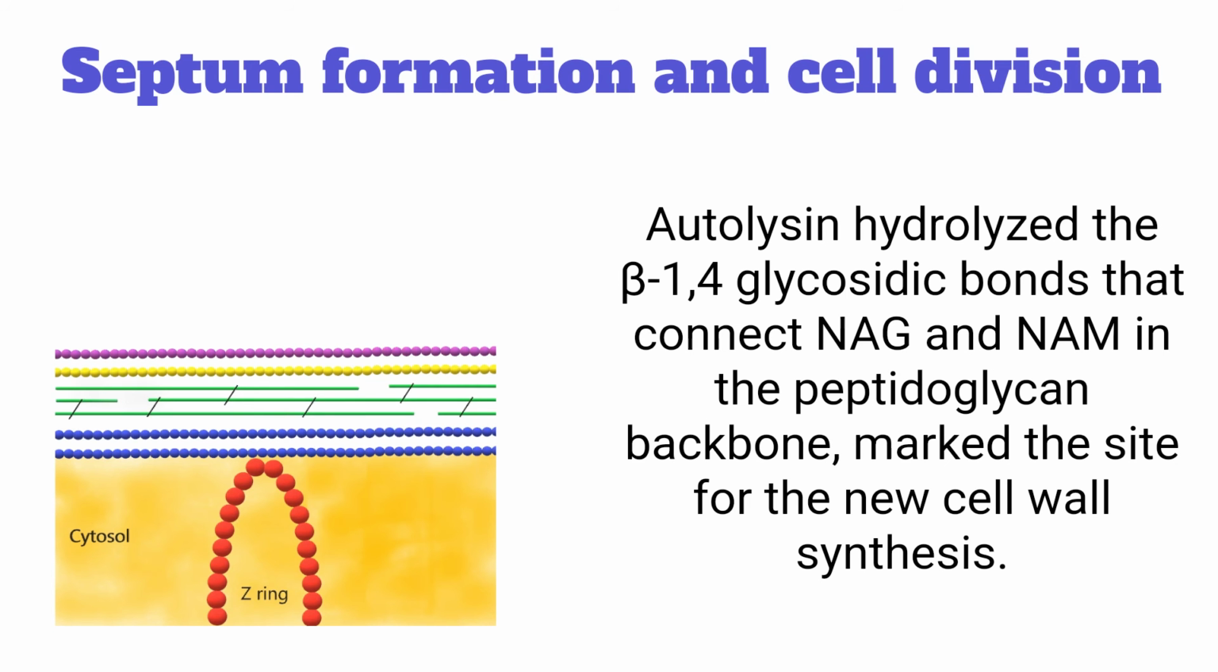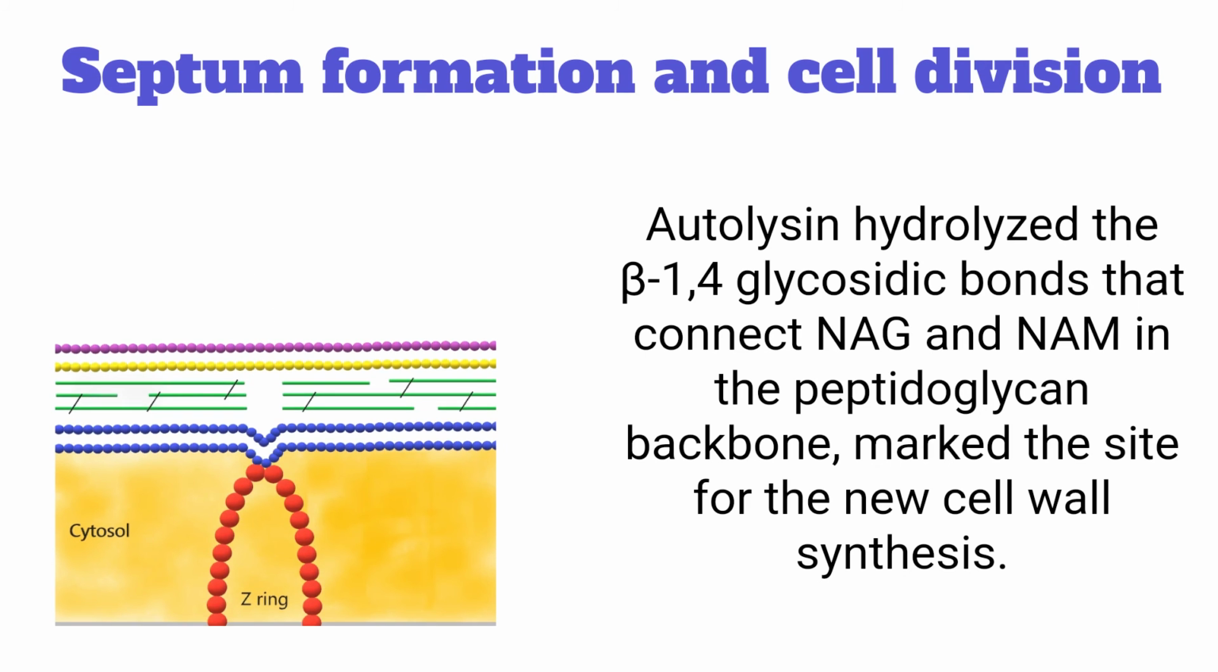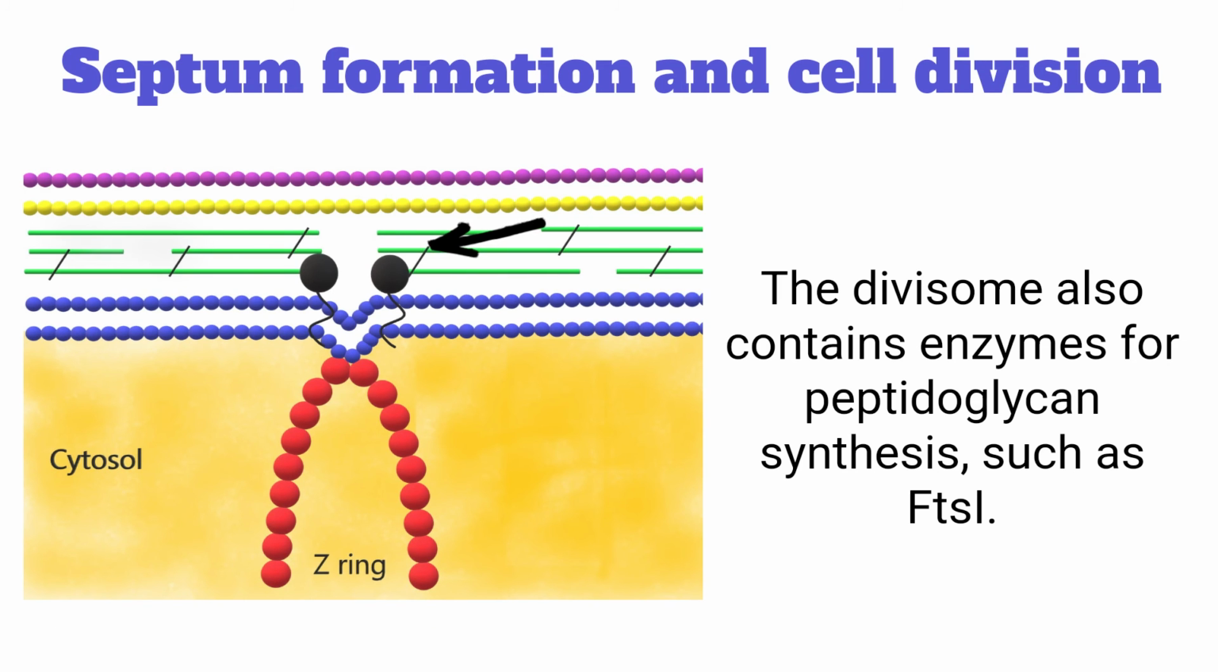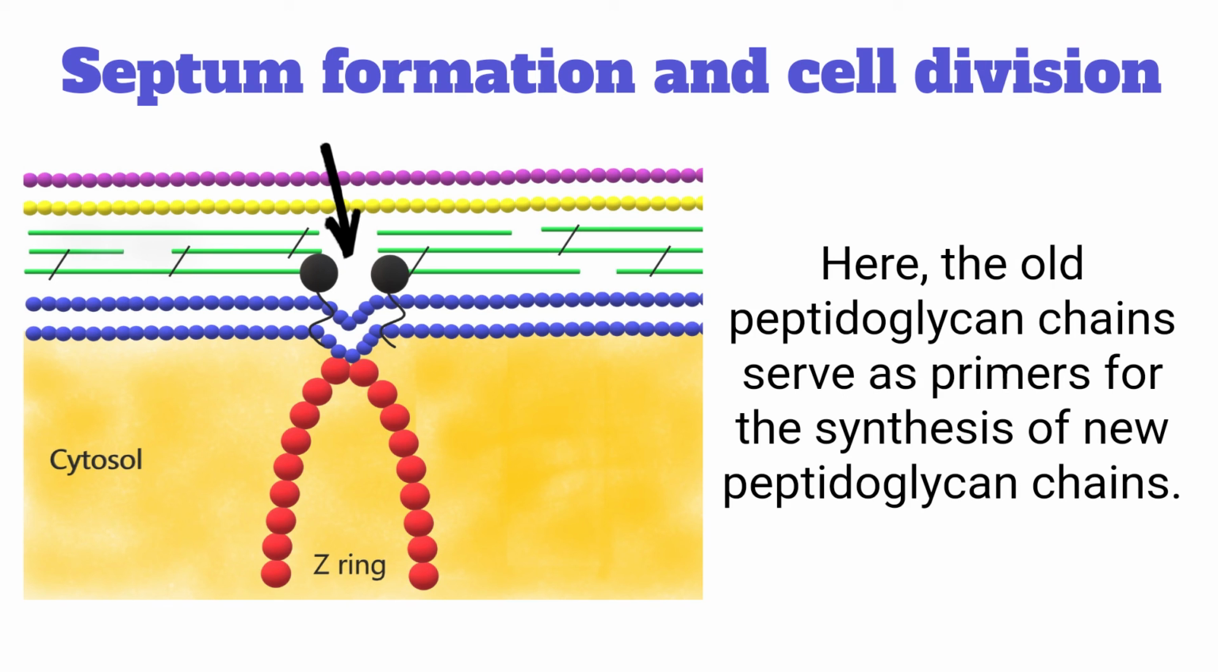At first, autolysin hydrolyzes the beta-1,4-glycosidic bonds that connect NAG and NAM in the peptidoglycan backbone, which marks the site for the new cell wall synthesis. The divisome also contains enzymes for peptidoglycan synthesis such as FtsI, and FtsI is one of the several penicillin-binding proteins present in the cell. Penicillin-binding proteins are so named because their catalytic activities are inhibited by the antibiotic penicillin. Here, the old peptidoglycan chains serve as a primer for the synthesis of new peptidoglycan chains.